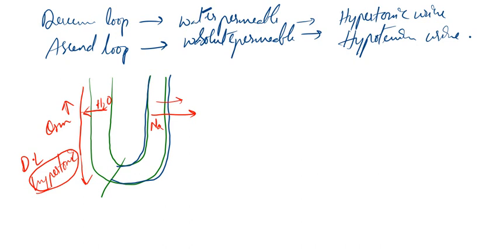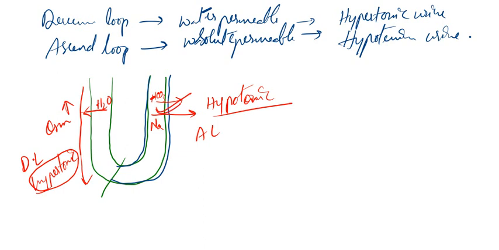Now this reabsorption of solutes leads to formation of hypotonic urine. Now you understand why? Because tomorrow in NEET PG you will get a question like: hypotonicity of the urine in the ascending limb is due to increased permeability to water or increased permeability to solutes? It's increased permeability to solutes.